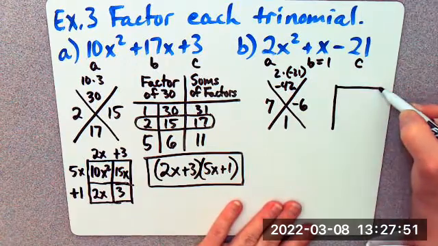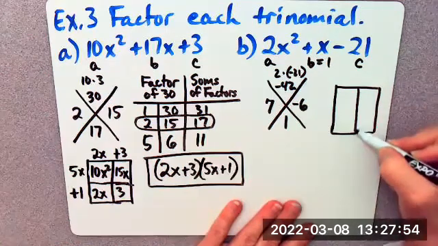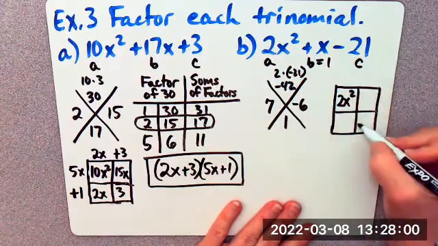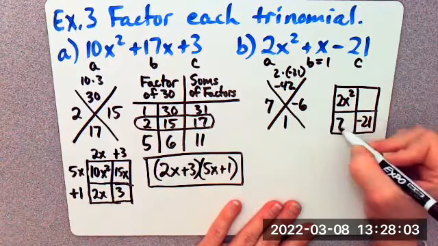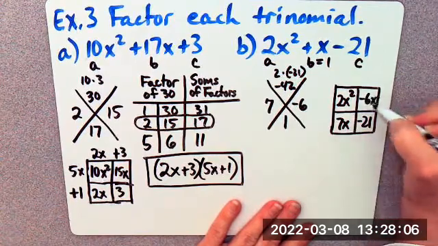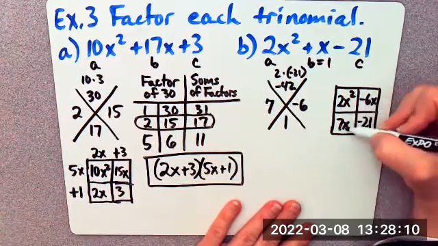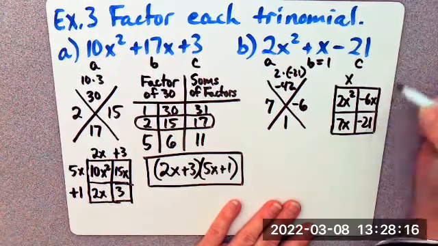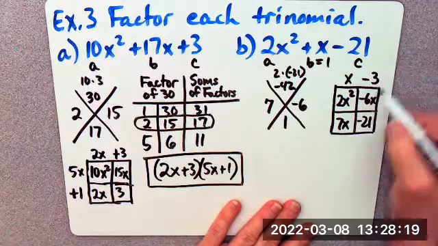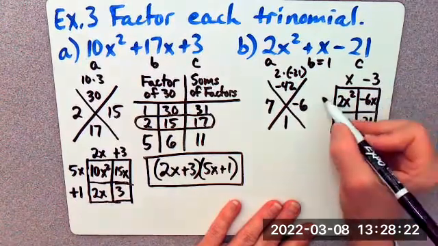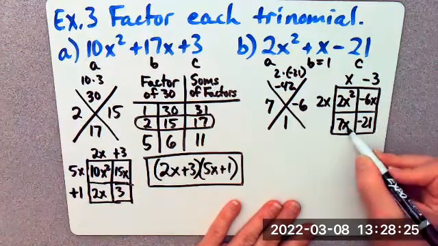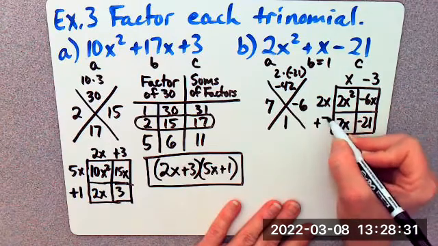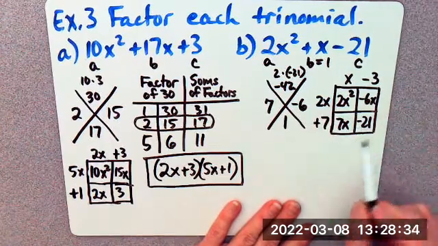So now let's do our box. Our first term, 2x squared, will be here, then negative 21. We have 7x and negative 6x. So 2x squared and 7x would have just x as a common factor. Negative 6x and negative 21 is negative 3. And 2x squared and negative 6x would be 2x. And 7x and negative 21 would be just positive 7, as a greatest common factor.